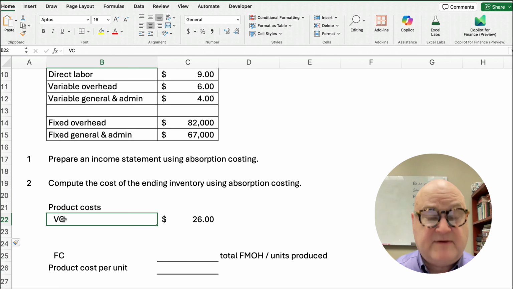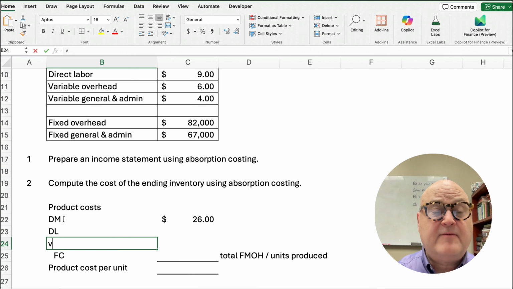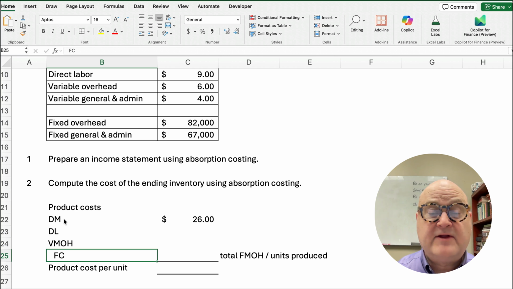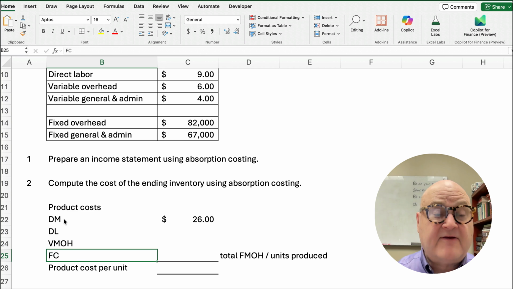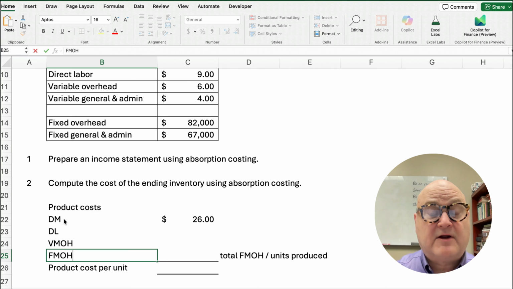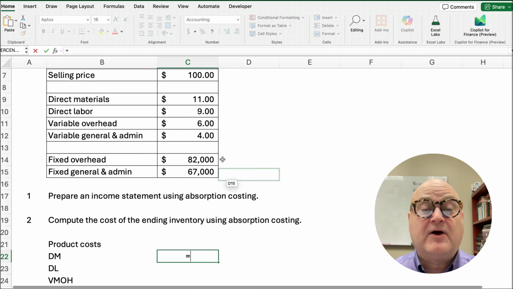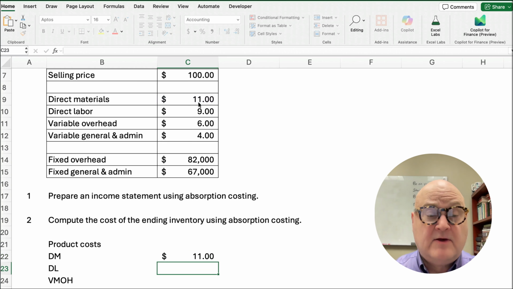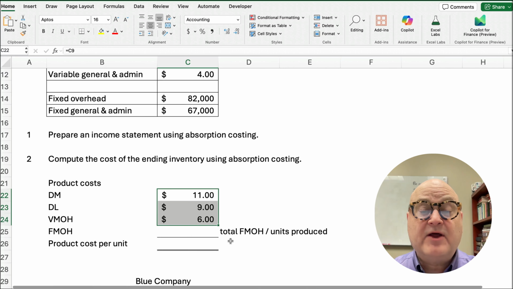This is our direct materials, this is our direct labor, and this is our variable MOH. Then we have the fixed cost here, and this is our fixed MOH. Let's make sure we're really clear on this. What is our direct material cost? It's 11. What's our direct labor cost? It is 9, and our variable overhead, or variable MOH, is 6, so we know those.